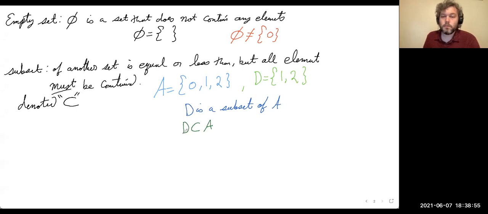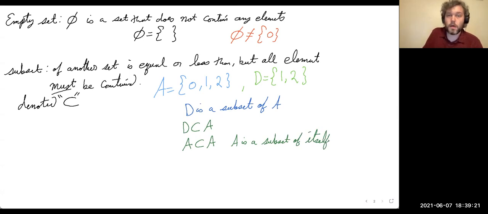Okay. Now, this may seem kind of strange, but A is also a subset of itself because all of the elements in A are contained in A. Okay. So A is a subset of itself. Okay. That can be kind of confusing, but that would be true, because the definition of subset is that all the elements have to be contained within the other set. So A is a subset of itself. D is a subset of itself, but D is also a subset of A.